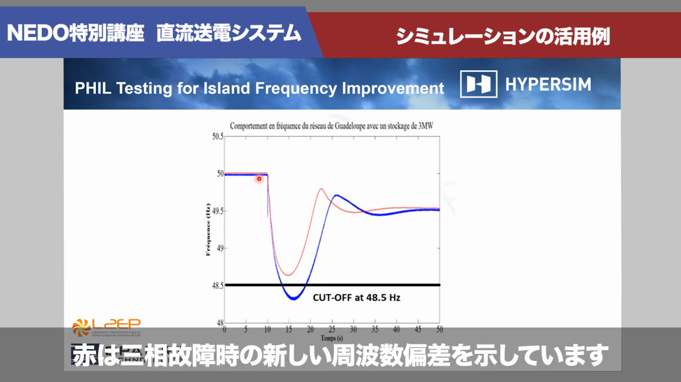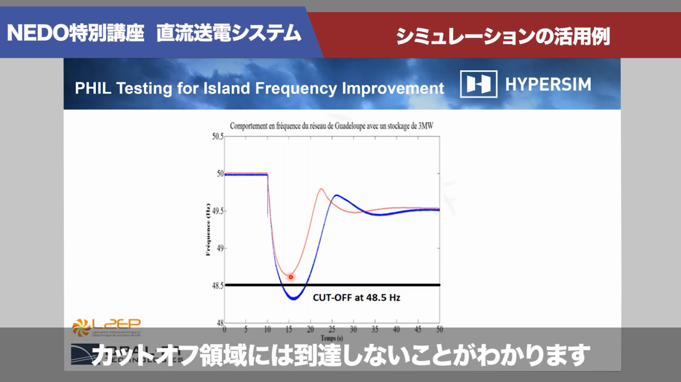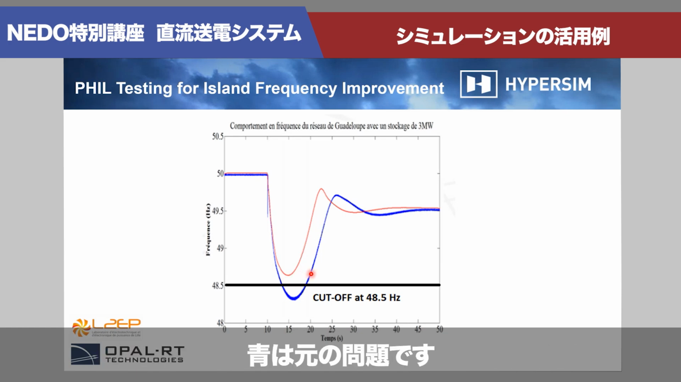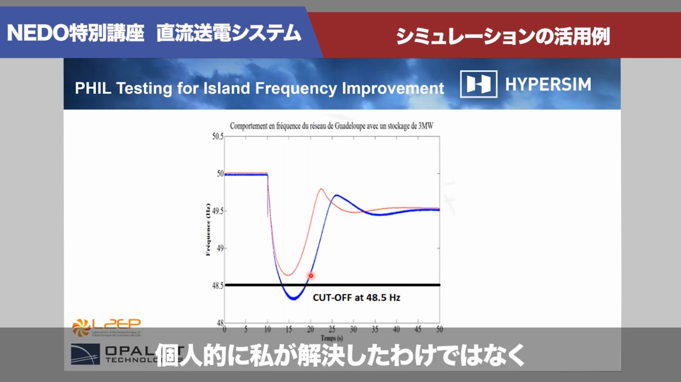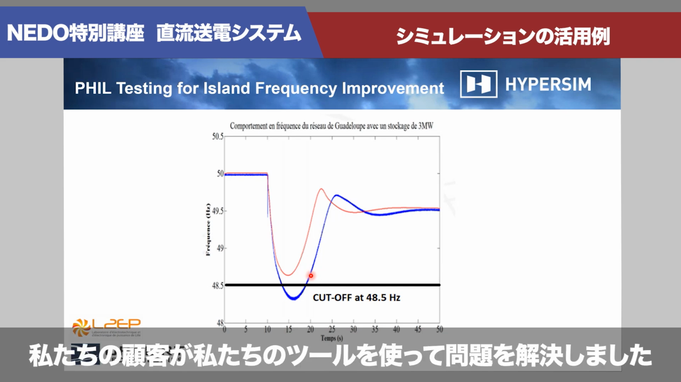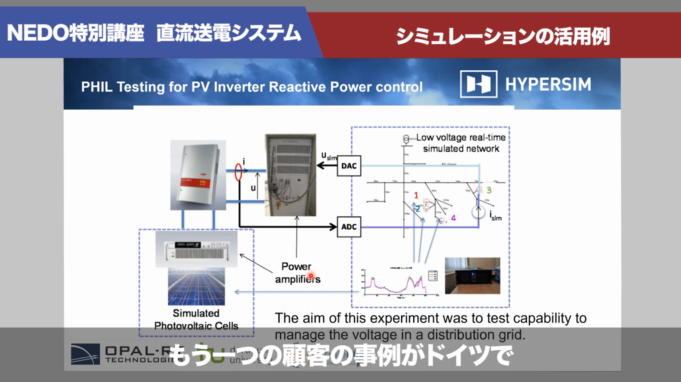In red is the new frequency deviation when there's a three-phase fault. And you can see that with the supercapacitor, we don't reach the cutoff region. The blue was the original problem. So clearly, we solved the problem. Well, not me personally, but our customers solved the problem with our tools, and this is a very, very good success story. We also have another customer.